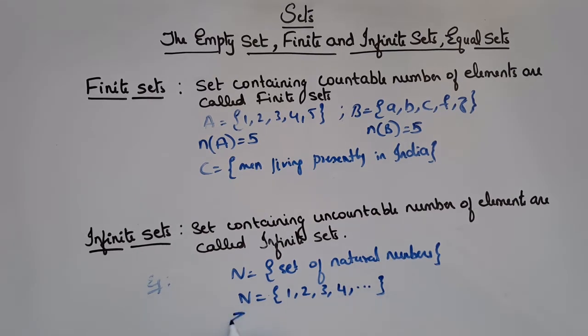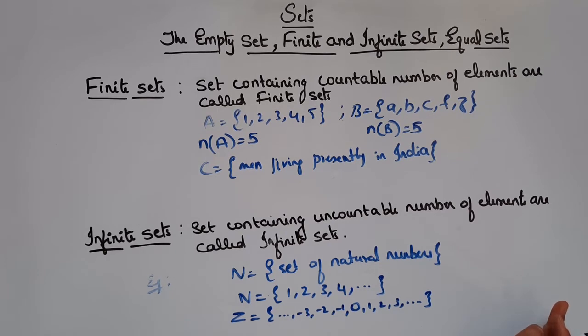Let me give another example. Let's take a set of integers. So we know integers: -3, -2, -1, 0, 1, 2, 3 and so on. Here also we don't know exactly how many numbers there are, right? So therefore it's infinite. We cannot count the number of elements in this set. So therefore it's an infinite set. Wherever you see 3 dots at the end, that means it's infinite. I hope this is clear.